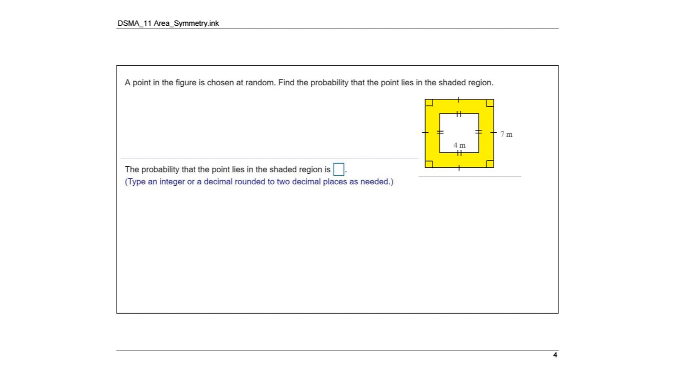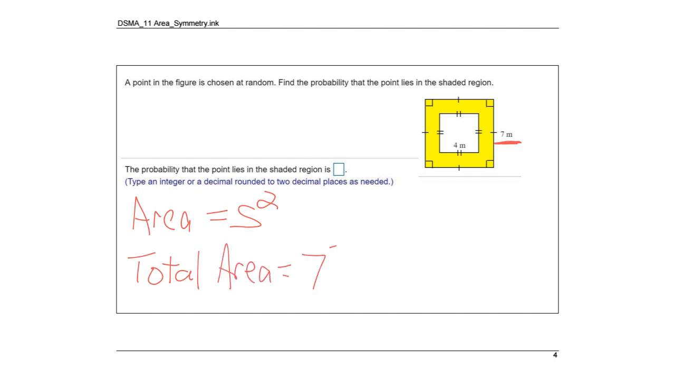All right, this one is a little trickier. So we have a square inside a square, and we want to know the probability that a point lies in the shaded region, so in the yellow region. We can do this a number of ways, but let's look at the total first. So the total would be the outside square, which has each side 7 meters. So remember, for area of a square, we're going to take the side squared. So for our total, we've got 7 squared, which is 49. So 49 is going to be on the bottom.